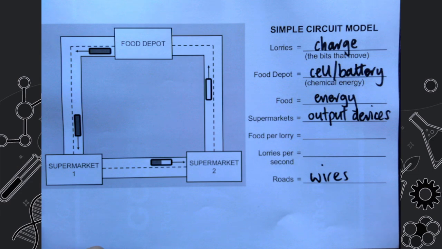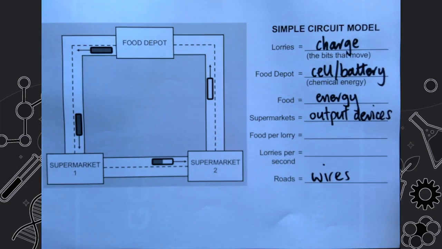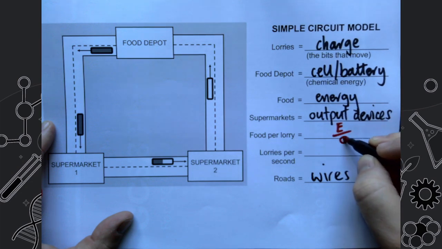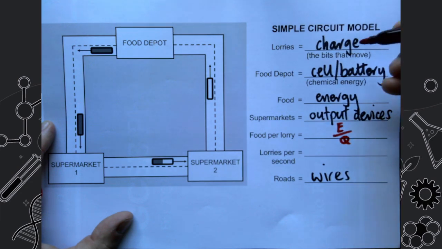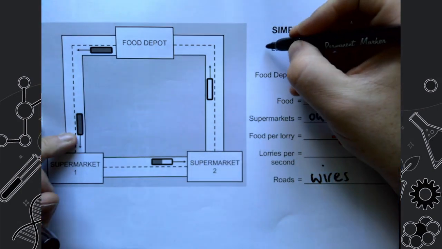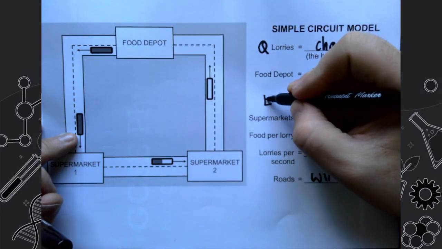Now, we're going to keep it fairly simple just now in terms of our definitions. I know this is an approximation. Now, I'm going to choose a little bit of colour scheme here. Let's choose red for the food per lorry. Now, the food per lorry is energy per charge. We can write that as E over Q. In actual fact, we're going to start to label some of this stuff up. So the lorries themselves, the charge, actually get the symbol Q. The food, which is energy, has the symbol E.